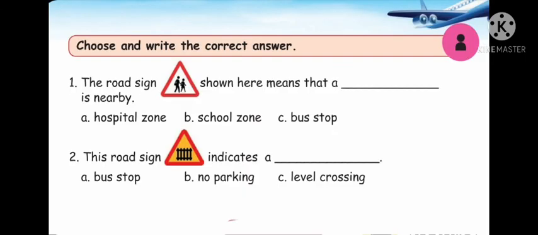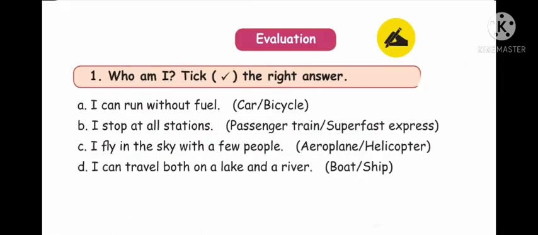So today's assignment is, the first one, choose and write the correct answer. For the below sentence, you have to choose the correct answer and fill up the blanks. The next one, who am I? Tick the right answer. For the below sentence, you have to find the correct answer and put tick.